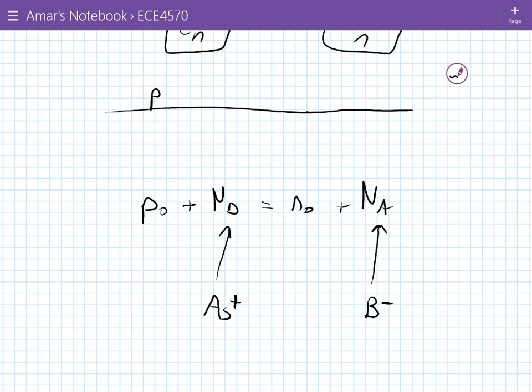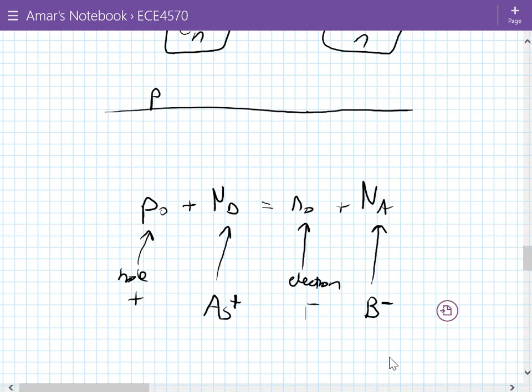All right, so this is a hole. A hole has an effective positive charge. An electron has an effective negative charge. So this statement here, the space charge neutrality, is basically saying that the number of positive charges in the material has to equal the number of negative charges in the material if the material is going to be electrostatically neutral. And materials are electrostatically neutral.